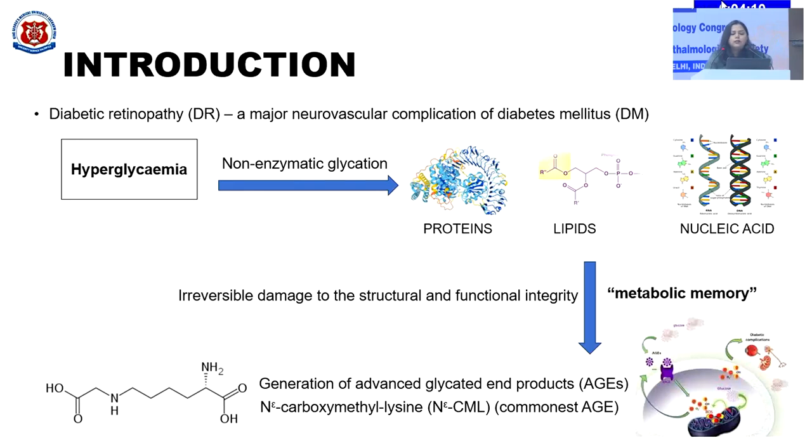So what happens? Hyperglycemia leads to non-enzymatic glycation reactions, which lead to irreversible damage to the structural and functional integrity of the basic framework of our body, that is proteins, lipids, and nucleic acids. Here comes the concept of metabolic memory, which states that even after the reversal of hyperglycemia, this damage is permanent. That leads to the generation of advanced glycation end products, and the molecule I will be stating is N-carboxymethyl lysine, which is one of the commonest ones.